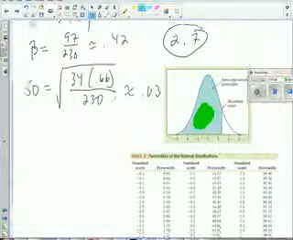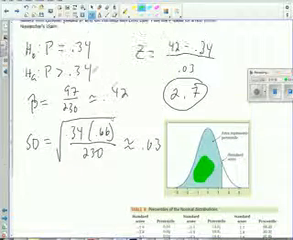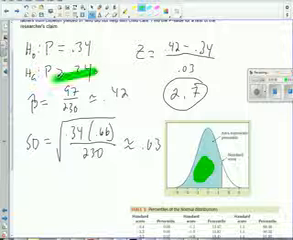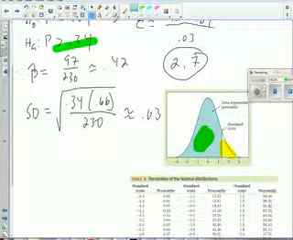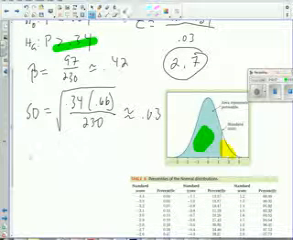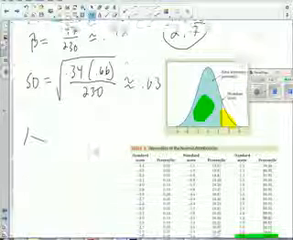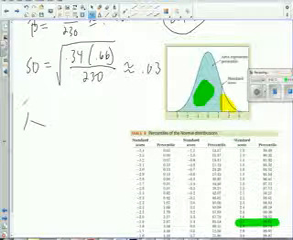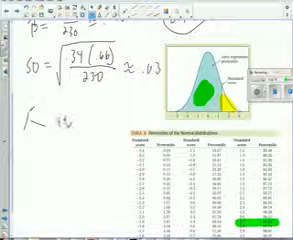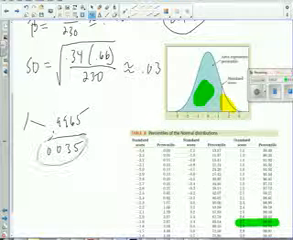Because HA is a greater than, we want that tail area. The way we do that is we take that probability and subtract it from 1. So 1 minus 0.9965 is a pretty small probability.